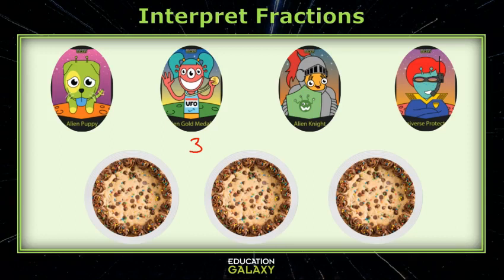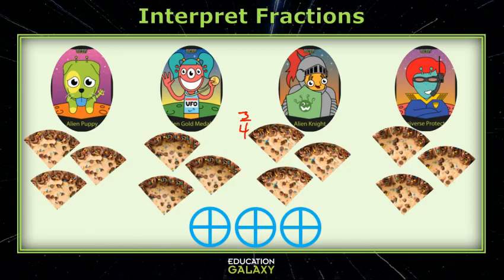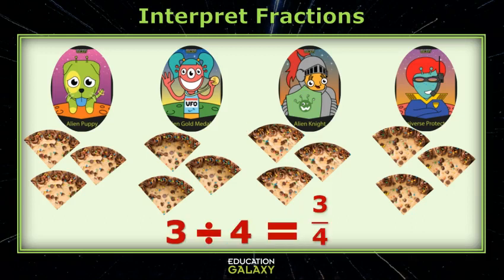If I have 3 cookie cakes and I want to give an equal amount to 4 friends, it would be 3 divided by 4. But I could write it as a fraction. Let me show you. I cut the cookie cakes up and give each friend a piece from each. And voila! They all ended up with 3/4 of one cookie cake.